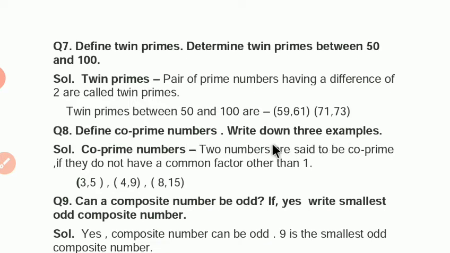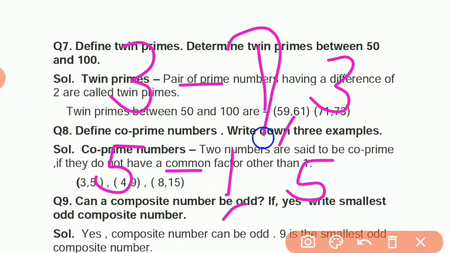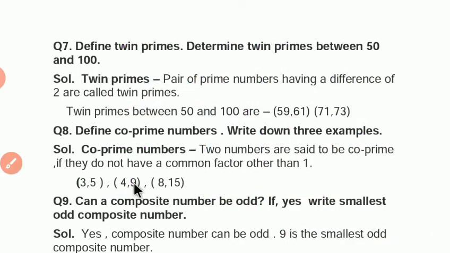Then define co-prime numbers. Write down 3 examples. Co-prime numbers means the numbers are said to be co-prime if they do not have a common factor other than 1. Common factor means, for example, 3 and 5. Let us see in 3 and 5. Which are the factors of 3? 1, 3. Which are the factors of 5? 1 and 5. Common factor means both are having the same factor. So you can see that 3 and 5 both are having only 1 as a common factor. It means 3 and 5 are co-prime numbers.